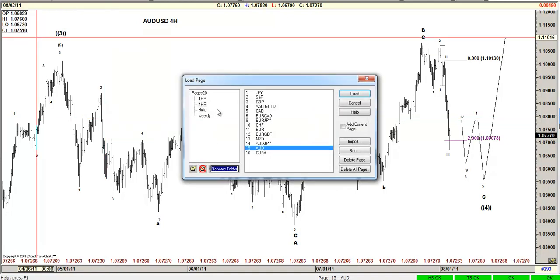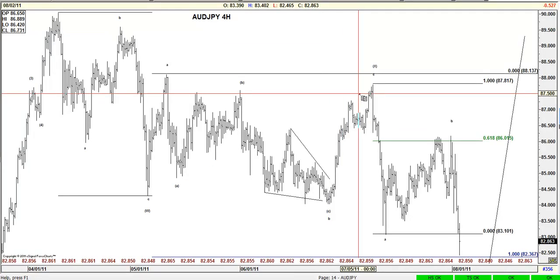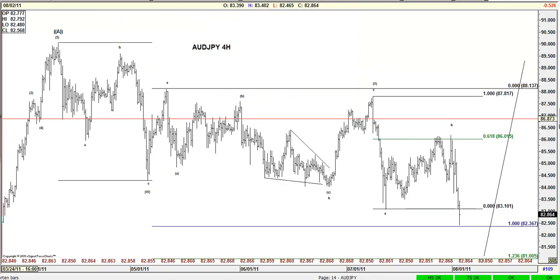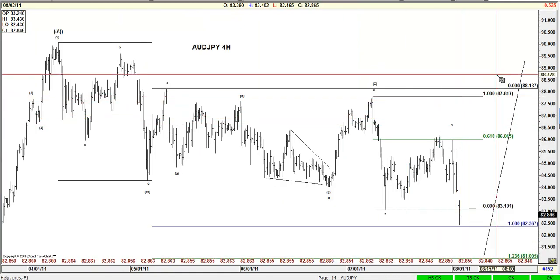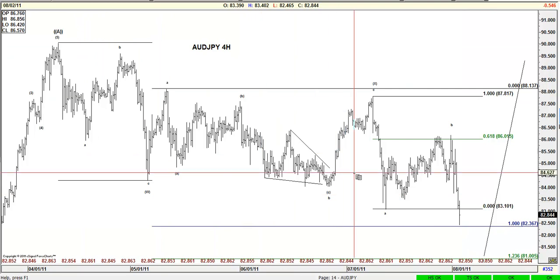Same with the Aussie Yen, which I don't want to talk too much about. Look, it's trading at 82, and today got a low at 82. Our first target almost was hit today. Unbelievable, in less than a week. But well, this is corrective.